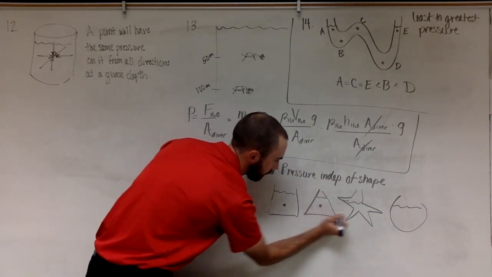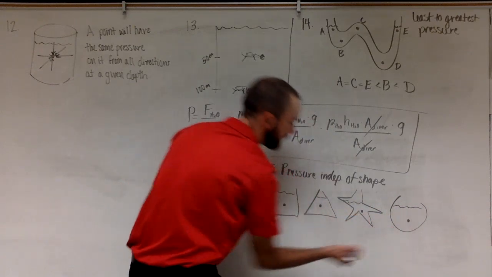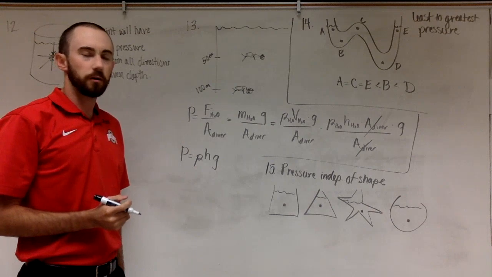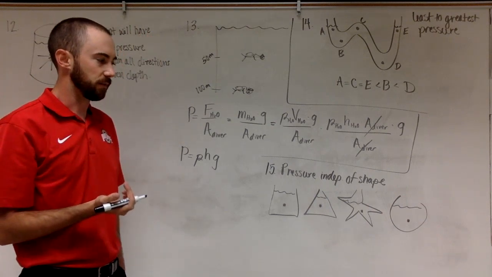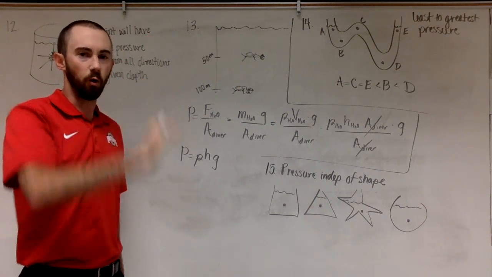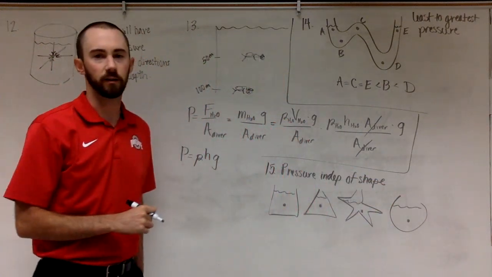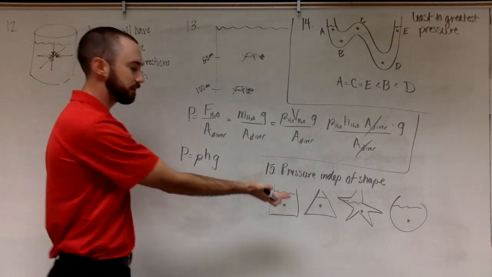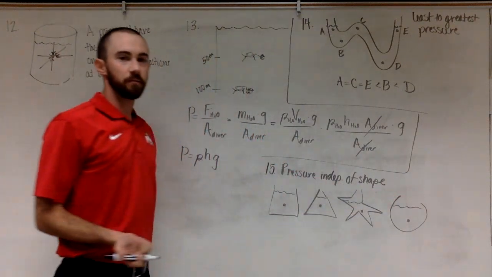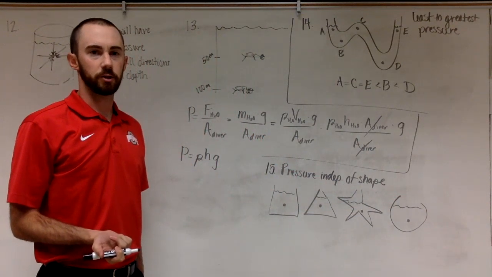And then I put a point at the same depth in each of them. It doesn't matter what the shape of the water is above them. There's still the same column of water that's above them. It only cares about depth. So these would all have the exact same pressure, if I was good at drawing, their depth the same. But in this, depths are all the same, pressures are all the same, doesn't matter the shape.